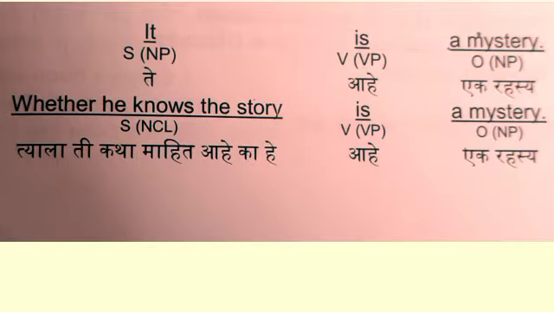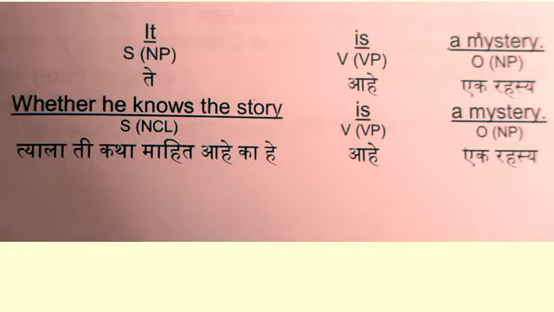Have a look at the second sentence that we have discussed. The sentence is, whether he knows the story is a mystery. In the sentence, is is the verb, and whether he knows the story is the subject. And this subject is the subordinate clause. Of course, it is a noun clause and it functions as subject in the sentence, but just try to understand that it is a subordinate clause functioning as the subject in this sentence. Let us move on to see a few more examples.